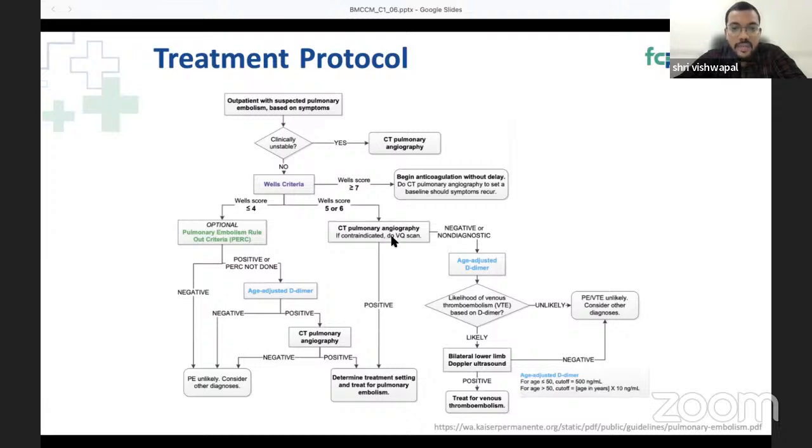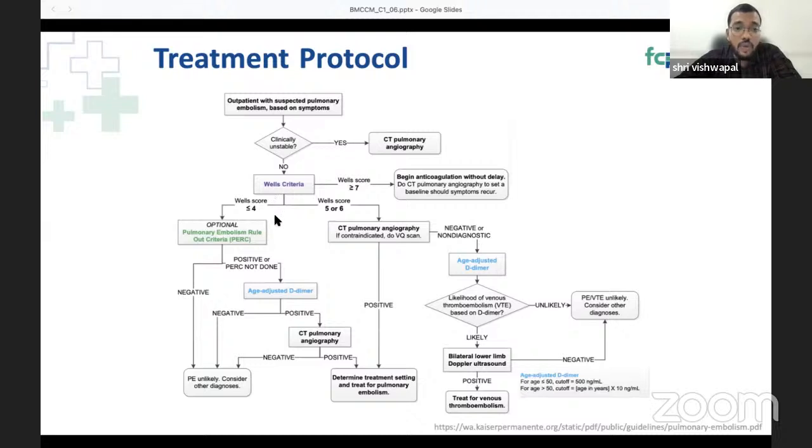In case the CT pulmonary angiography is negative, we have to move to the age-adjusted D-dimer test. If the D-dimer test is likely positive, we have to move to a bilateral lower limb Doppler scan. If the Doppler scan is positive, then we have to treat for venous thromboembolism. If the D-dimer is negative, we have to consider that Mr. Cleve doesn't have any kind of pulmonary embolism.